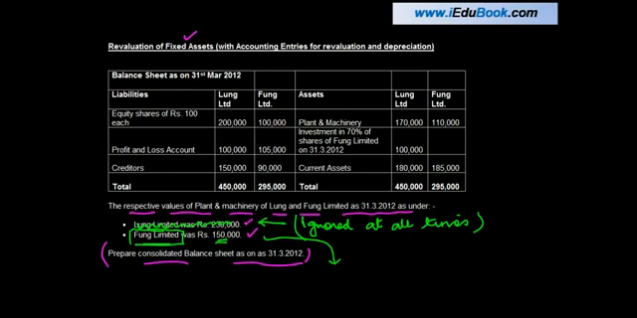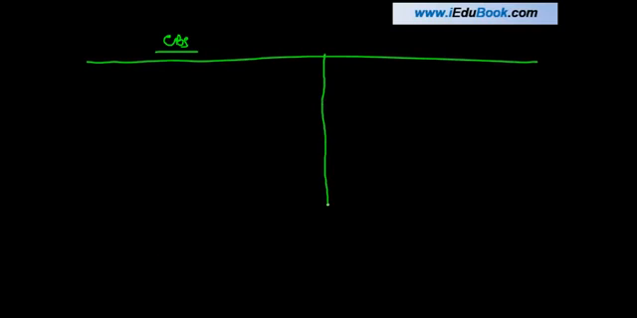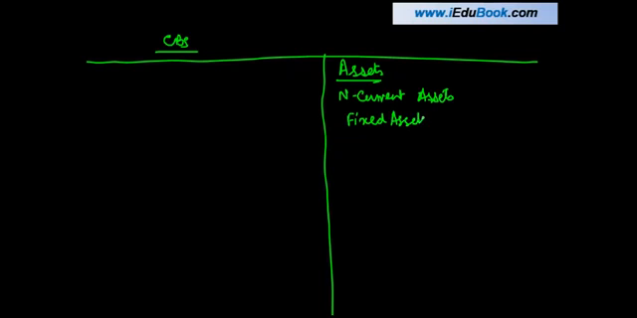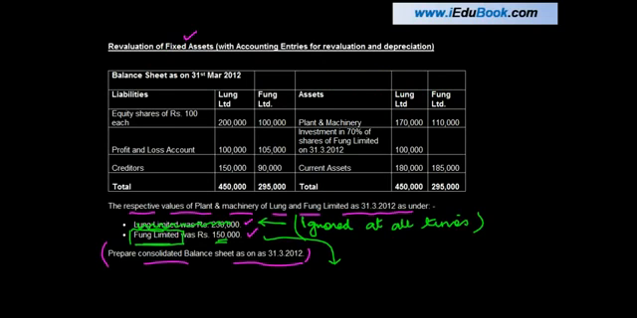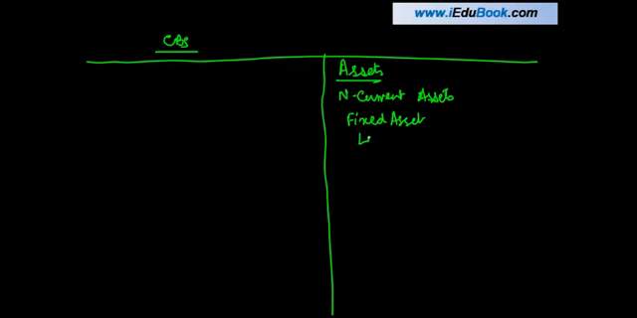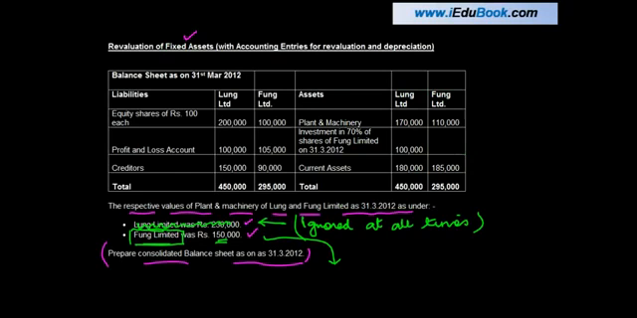So let's start preparing the balance sheet, the CBS. I'm not writing all the details again and again. So you have assets, non-current assets. In this you have fixed assets. So Lim is 170, Fung is 110. We will consider the revaluation later on and also consider the depreciation on such revaluation. I'll come back to the reasoning and the logic for this.